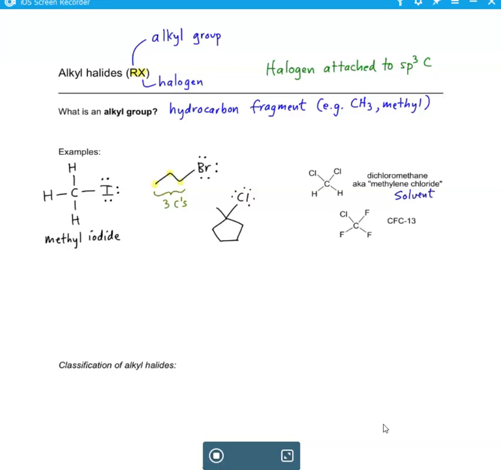And the bottom one is a chlorofluorocarbon. These are the compounds that are present in the atmosphere and deplete the ozone layer. So things like this are implicated in the destruction of the ozone layer that surrounds the planet.